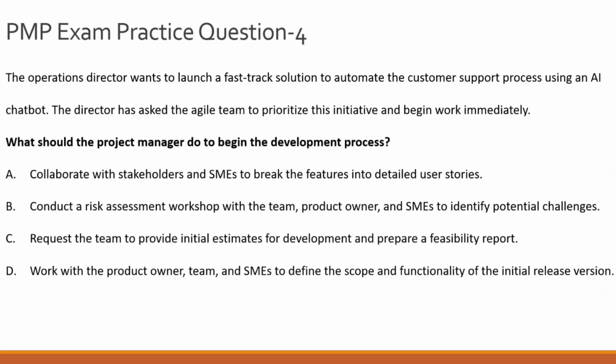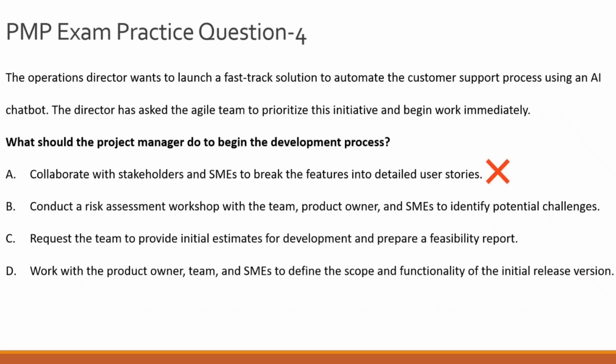Okay, so let's start evaluating the options one by one. Let's start with option A, which is to collaborate with stakeholders and SMEs to break the features into detailed user stories. Now, this option can be ruled out quite early because while creating user stories is an essential step in Agile, it is quite premature at this stage, okay?